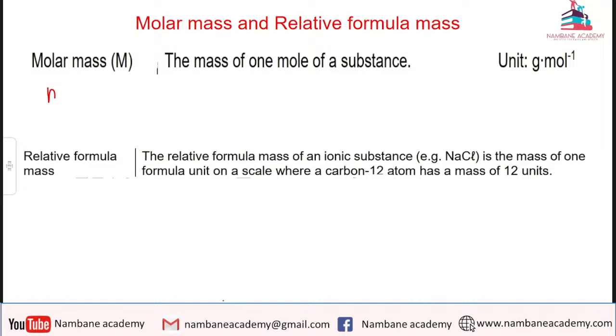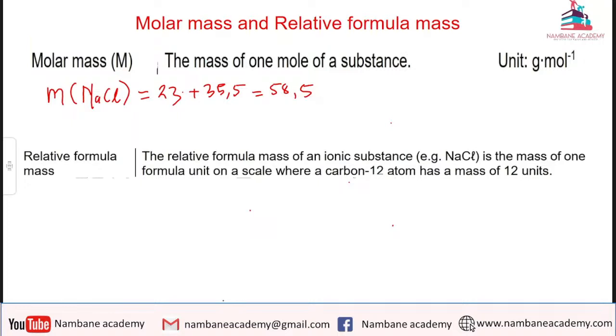So for us to calculate the molar mass, it will be easy to say the molar mass of sodium chloride will just be 23 plus 35,5, which will give us something like 58,5. Let's leave it there.